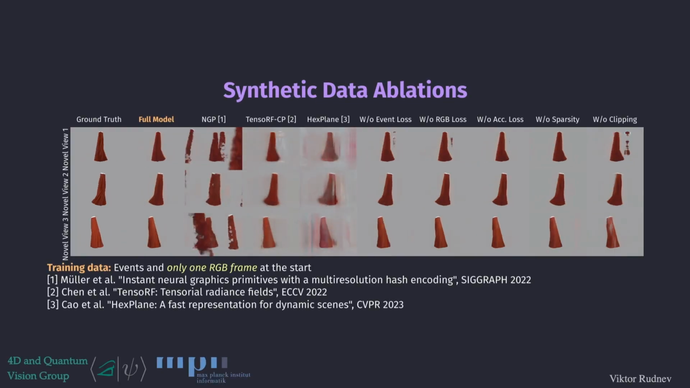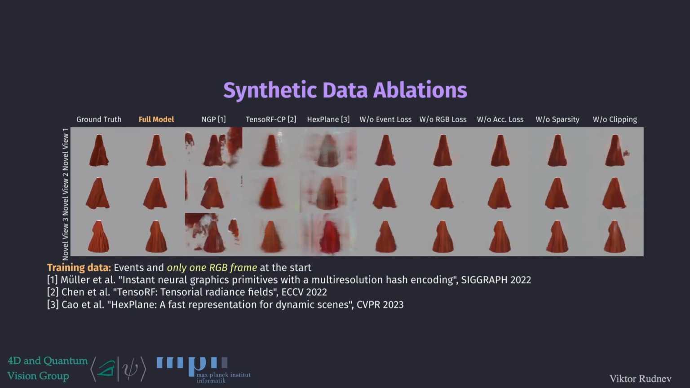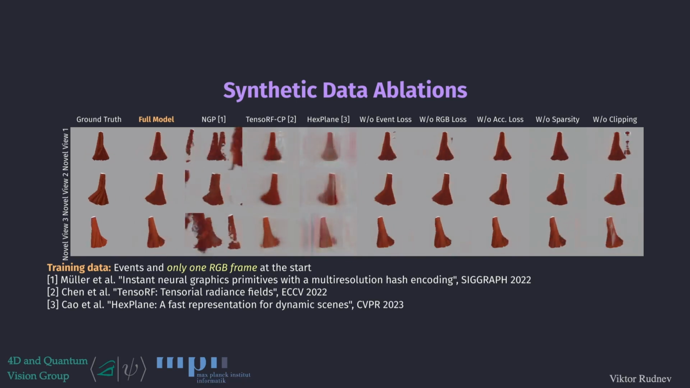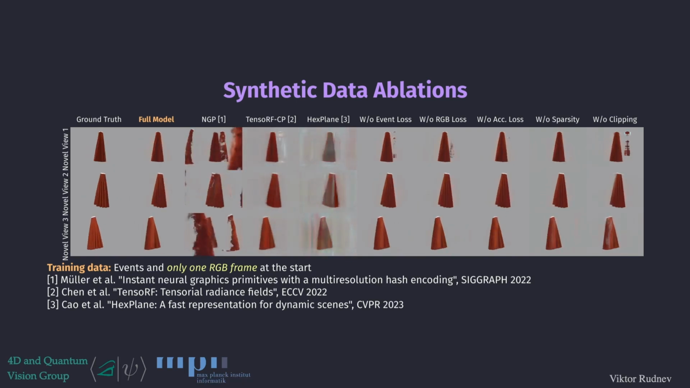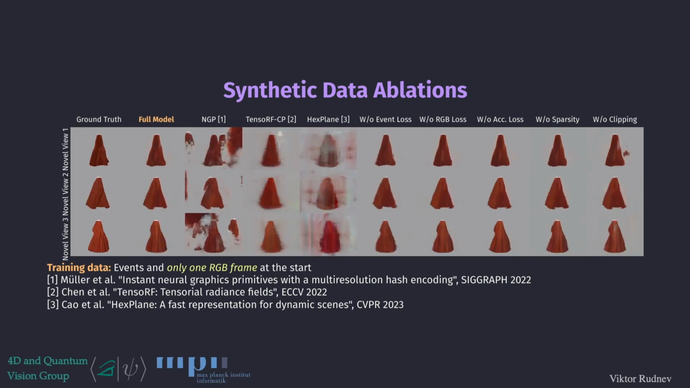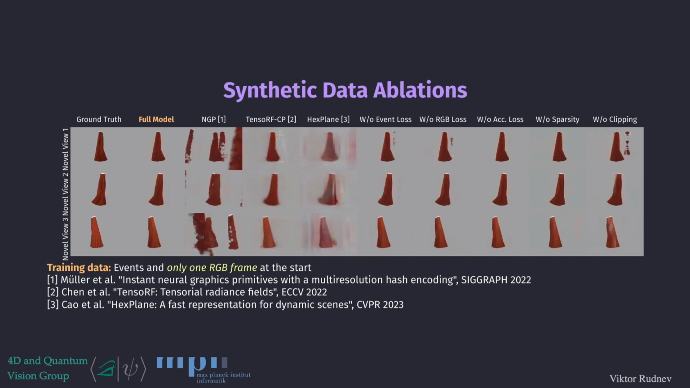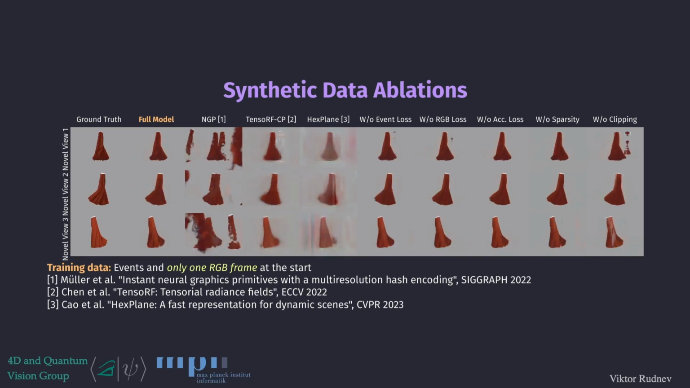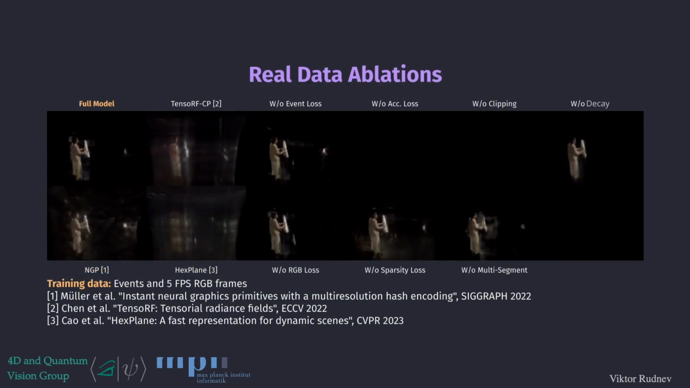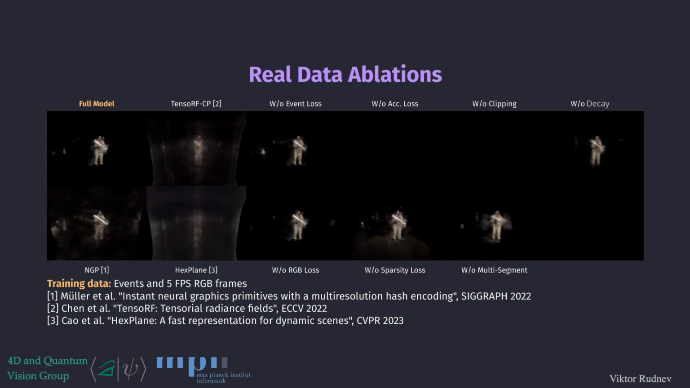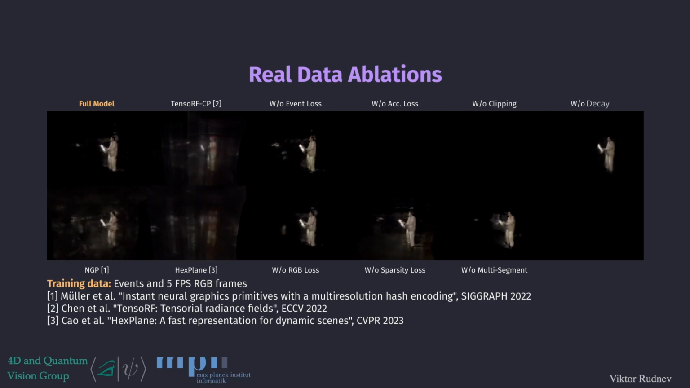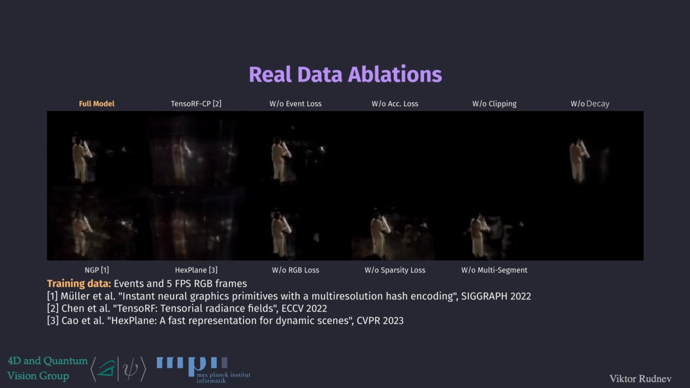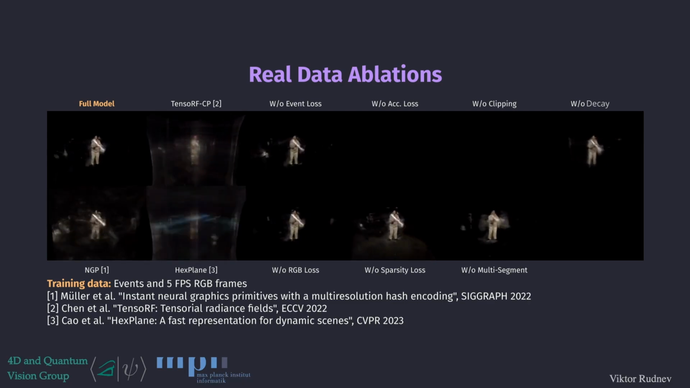We ablate our method on synthetic data. We test different backbones including NGP, TensorRF-CP, and hexplane. NGP fails on the sparse-view setting. TensorRF and hexplane are grid-based, and thus cannot propagate details across time well, resulting in artifacts and blur. Disabling event, RGB, or accumulation losses results in worse quality. These observations carry over to real data. However, when disabling accumulation loss or clipping, the model diverges. Using a single segment model for the whole sequence leads to blurrier results due to its limited capacity.